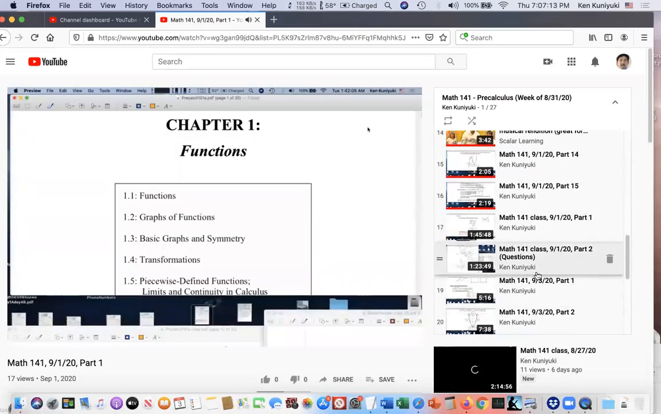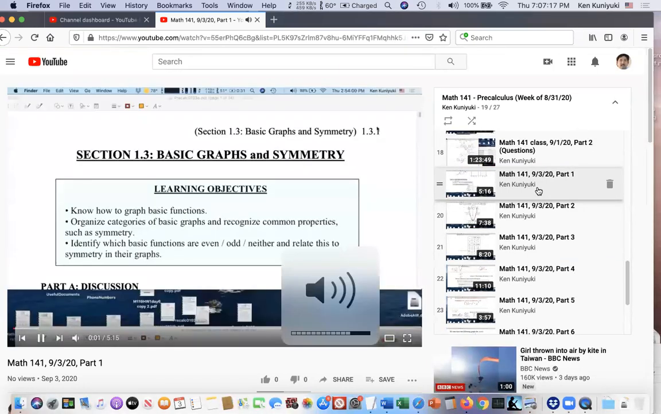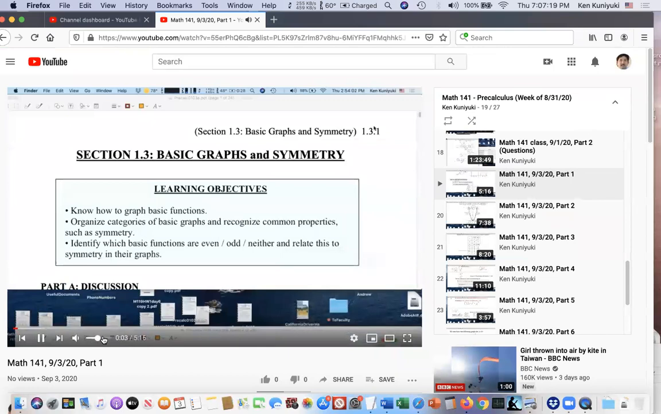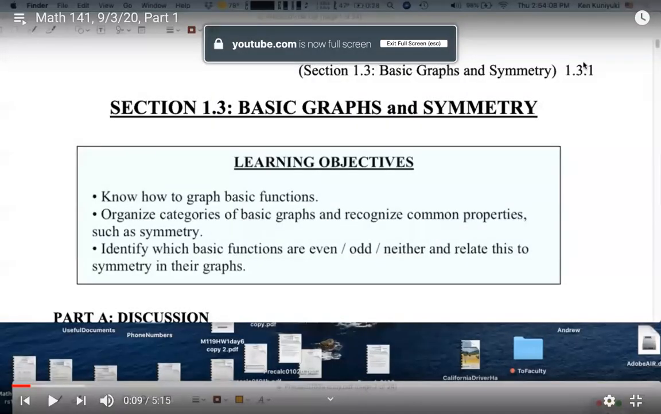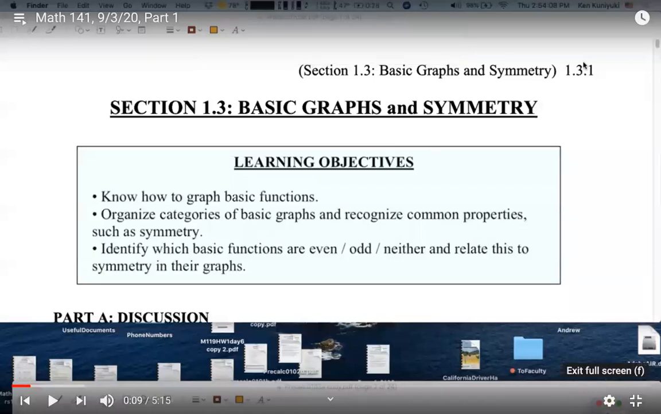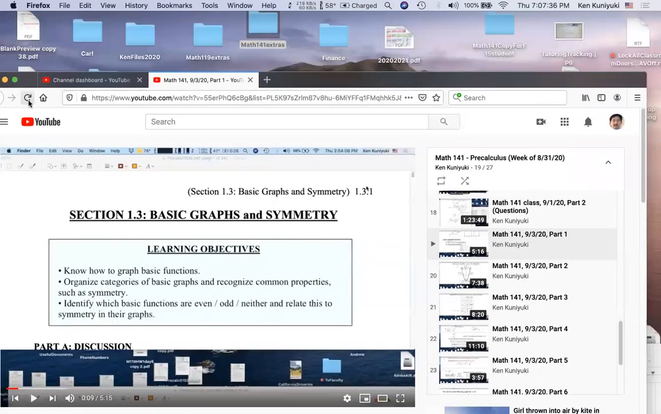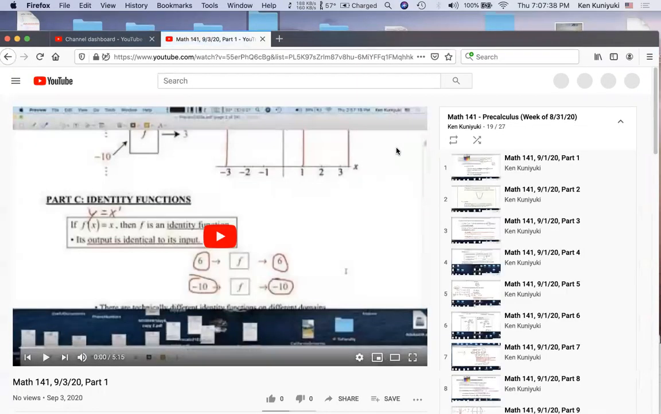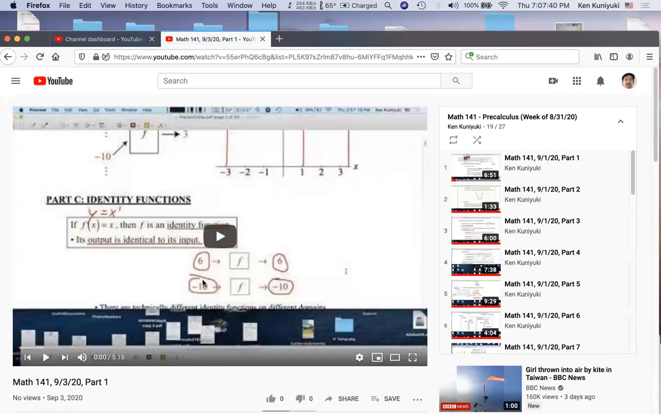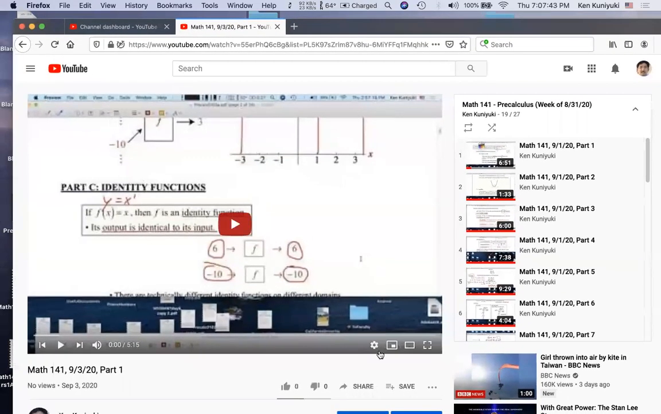Hi everyone. Today's the 3rd. Let's do section 1.3 on basic graphs and symmetry. It looks like the closed captioning didn't catch on this one. Hold on a second. Sorry, maybe Zoom will catch it.